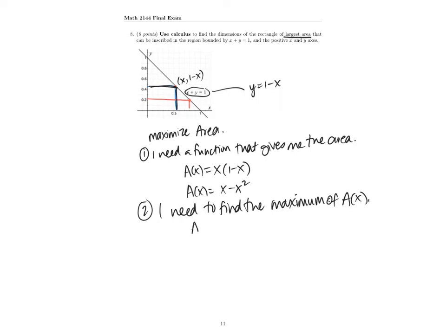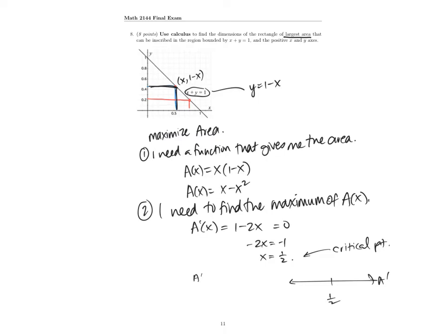So I need to find A prime of x, 1 minus 2x, and set that equal to 0. And so I can subtract the 1 over, divide by the negative 2. So x is 1/2. This is a critical point. Okay, and if I look at my A prime to the left and right of 1/2, say to the right, let's plug in 0.75.